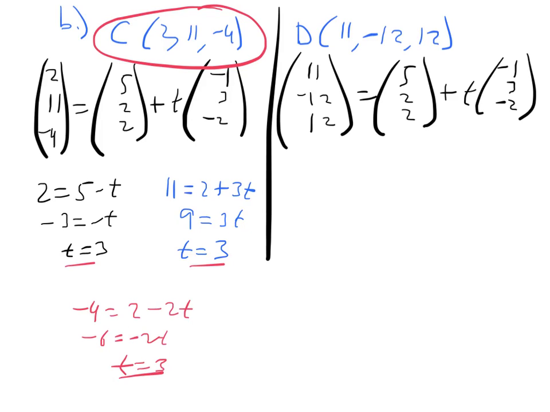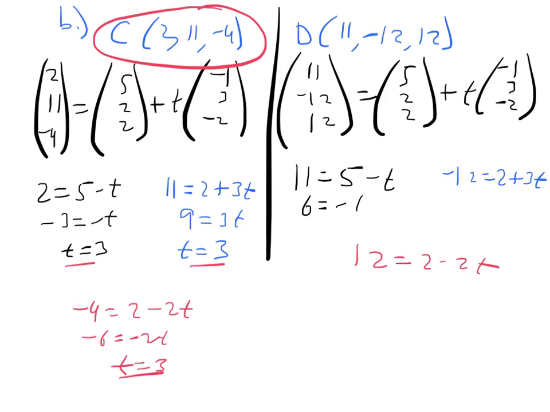For our other example, 11 equals 5 minus t, and negative 12 equals 2 plus 3t, and 12 equals 2 minus 2t. If we solve these, we're going to end up with 6 equals negative t, so t is negative 6 for this one. For this one over here, we'll have negative 14 equals 3t, which means t is negative 14 thirds, and I don't have to go any further because those t values already don't match. So D is not on the line.